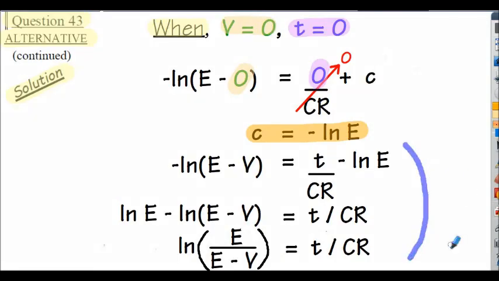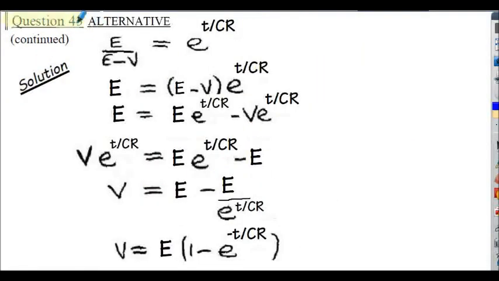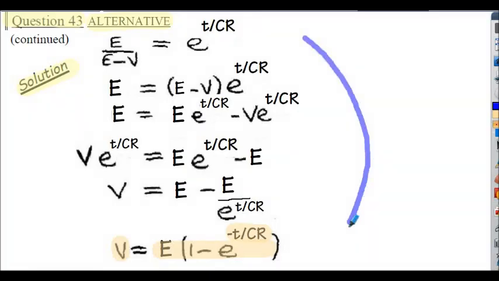It's basically algebraic manipulation. Just notice we're using the second law of logarithms on this last line here. And question 43, alternative solution continued. We ultimately end up with the final solution shown here. Again, you can review this at your own pace.